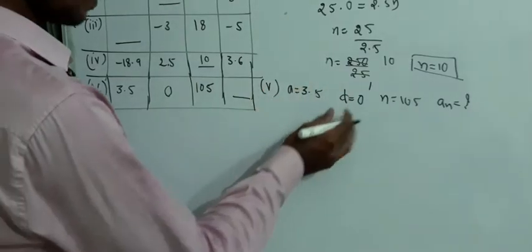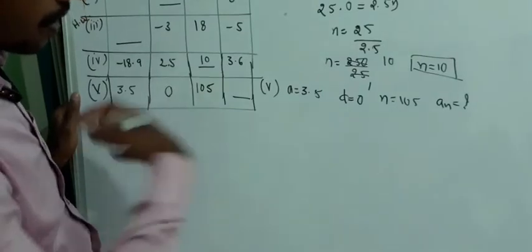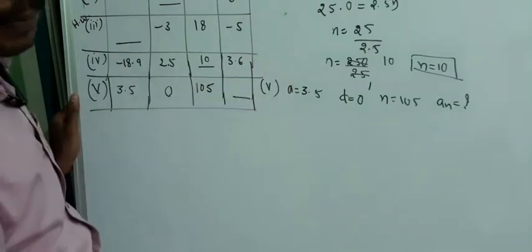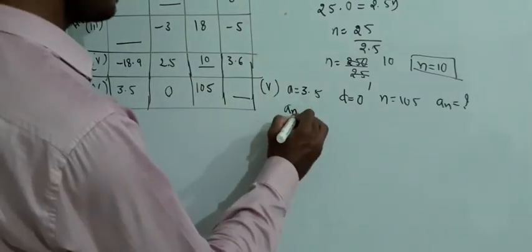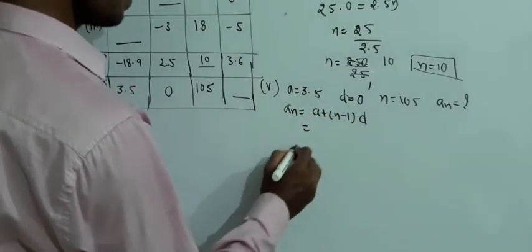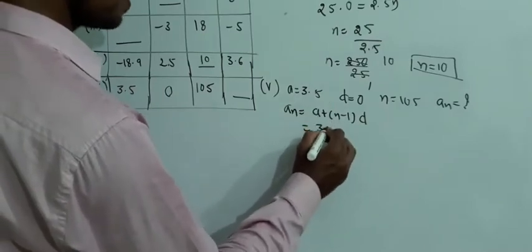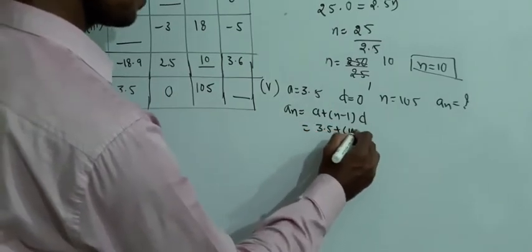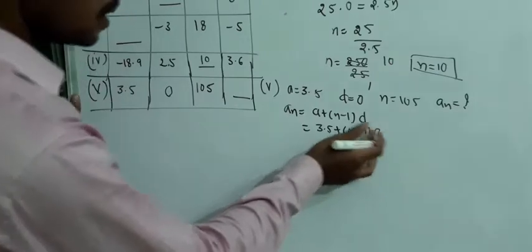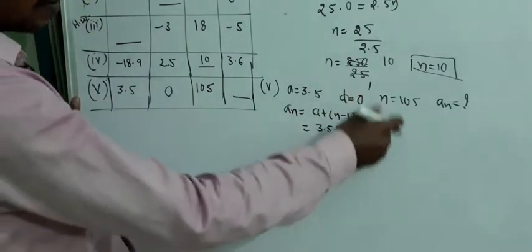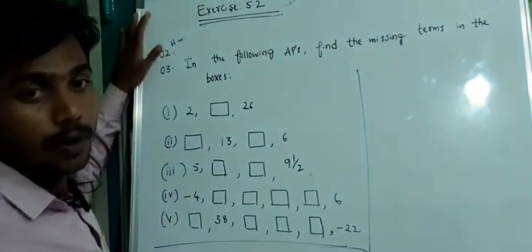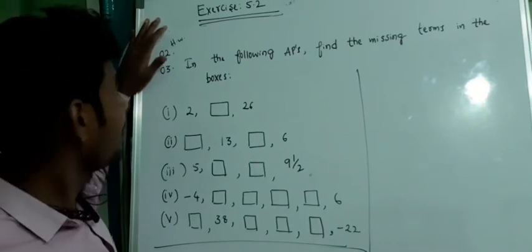We'll calculate. Since the common difference is 0, whatever term you take, A105 or A1000, that will remain the same. I will calculate it. An is equal to a plus (n minus 1) into d, which is equal to, what is a? 3.5 plus, what is n? 105 minus 1, what is d? 0. If you multiply this with 0, the entire thing will become 0. That is the reason an will become 3.5.